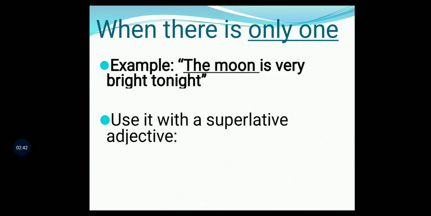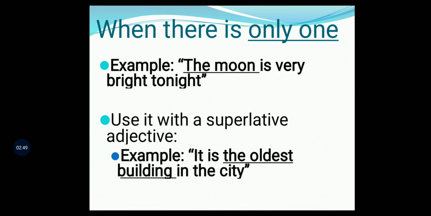And also, the can be used along with superlative adjectives. So let's see that with an example. Well, it is the oldest building in the city. So here we make use of the superlative adjective and we say the oldest building. So whomever you're referring to knows that we are talking about the oldest building in the city. Therefore, the use of the term the is quite obvious here.